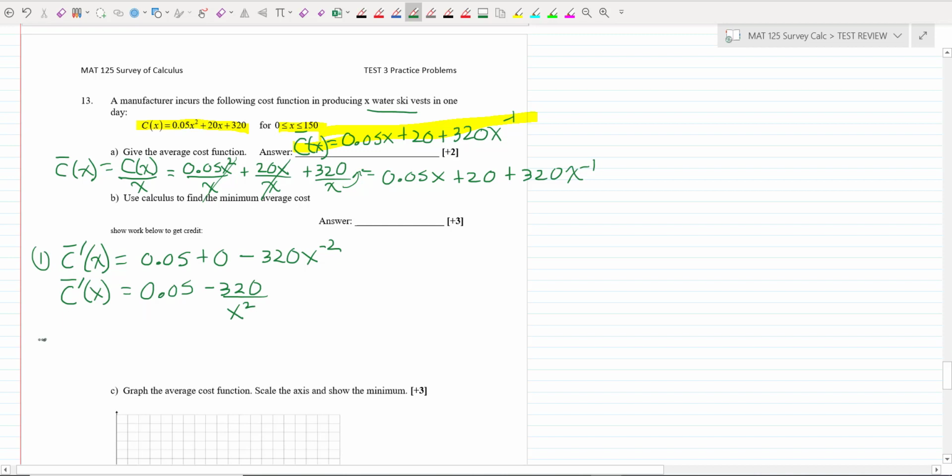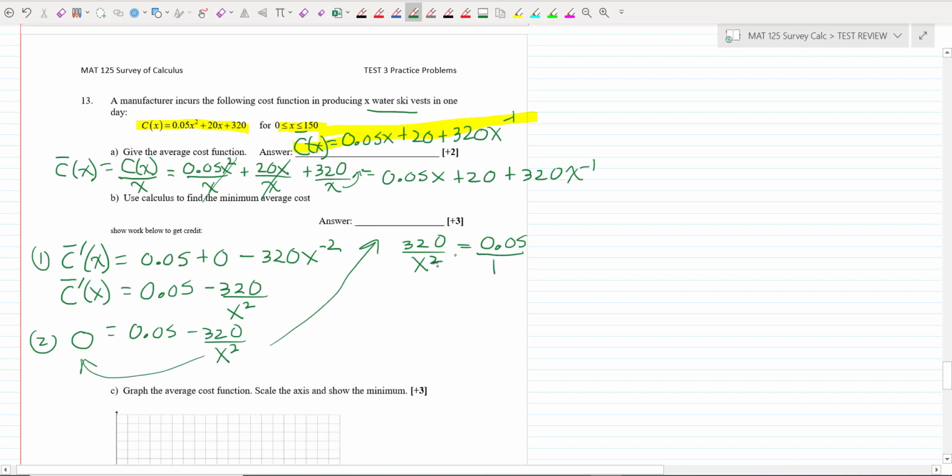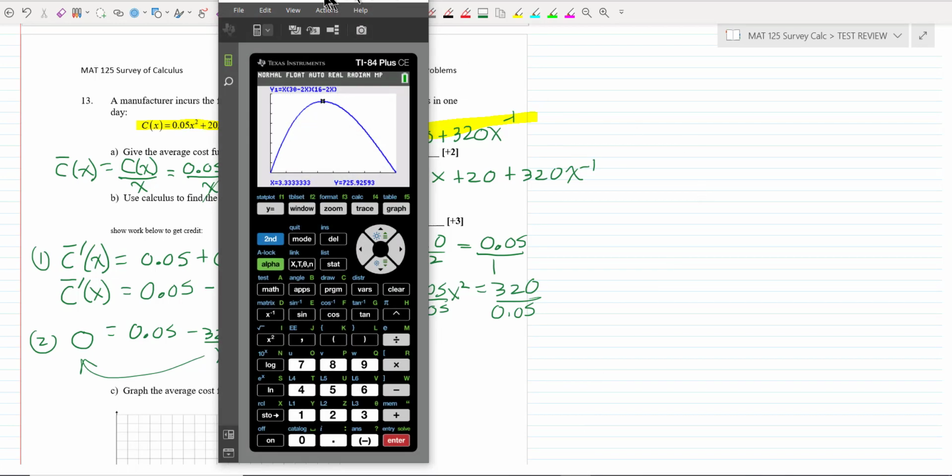Now you want to set this equal to 0 to find a critical value. So we'll have 0 equals 0.05 minus 320 over x squared. You need to solve this equation. Probably the best way is to add 320 over x squared to both sides, so I would get 320 over x squared equals 0.05. Now you could cross multiply this if you want to. That's a good way to do it. So you would have 0.05x squared equals 320. Divide by 0.05, and then probably the square root property.